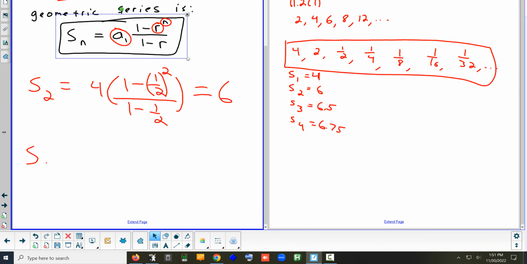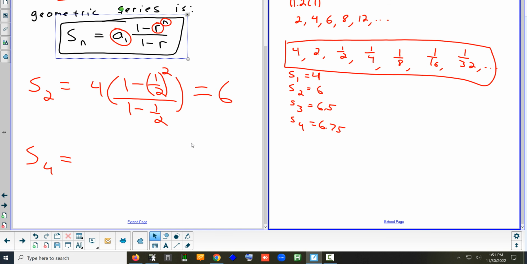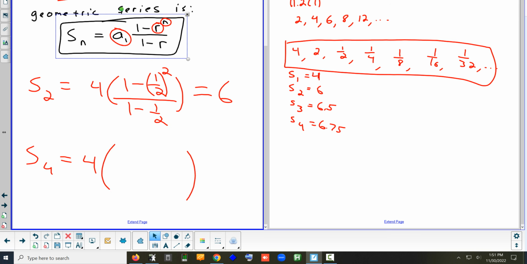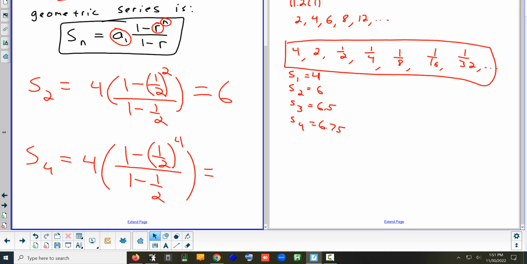Let's try it for S sub 4. Let's see if we add up the first 4 terms with this formula, if it gives us 6.75. It should. All right, so the first term again is what? 4. And everything here is going to stay the same, except this exponent is going to become a what? Because we're going to add up the first 4. So it's going to be a 4. Everything else stays the same. And that's the formula to add up the first 4 terms and see if we get 6.75.